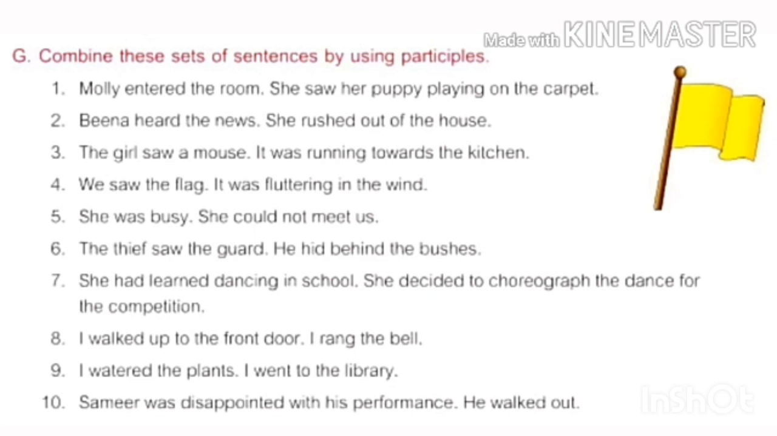So how can we join it? We can say: on entering the room, Molly saw her puppy playing on the carpet. So here also, as I said, we can use both the perfect participle and the present participle. Here in this sentence I have used the present participle. You could have used the perfect participle also, like: having entered the room, Molly saw her puppy. Okay, that also can be done.